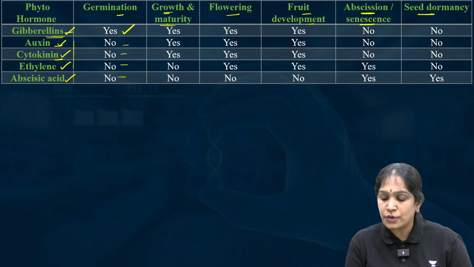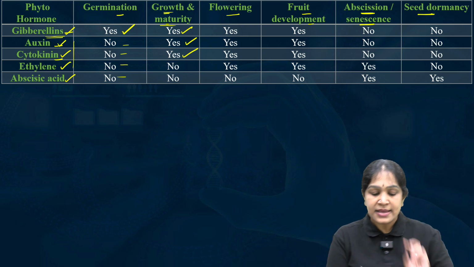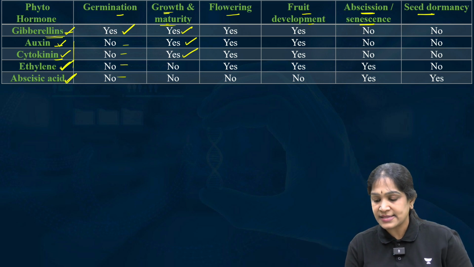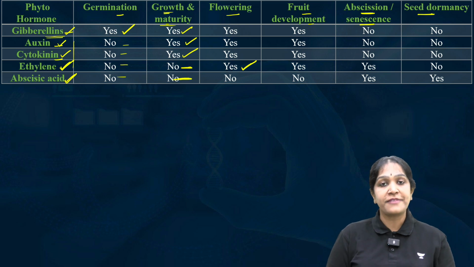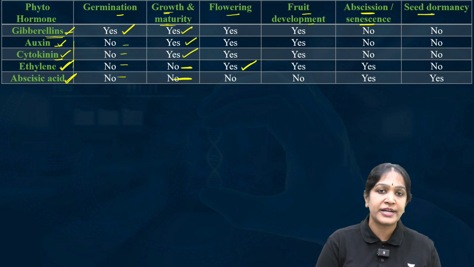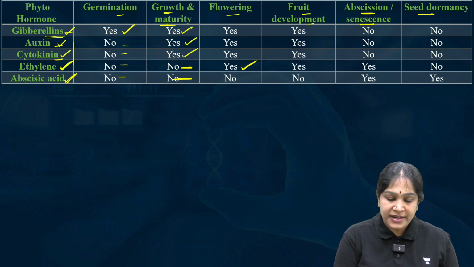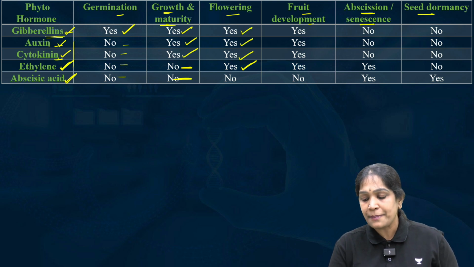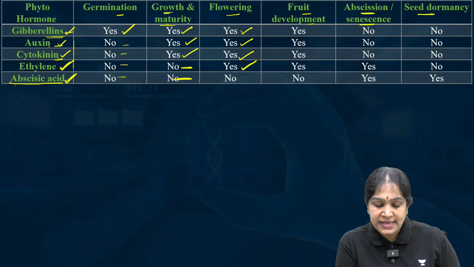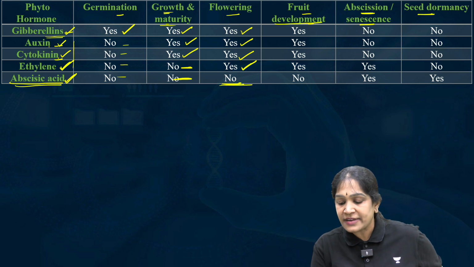Gibberellins, auxins, and cytokinins help in the growth and maturity of the plant, but ethylene and abscisic acid do not have any role in the growth and maturity of the plants. Next, flowering. Gibberellins, auxins, cytokinin, and ethylene all help in the flowering, but abscisic acid will not help in the flowering.